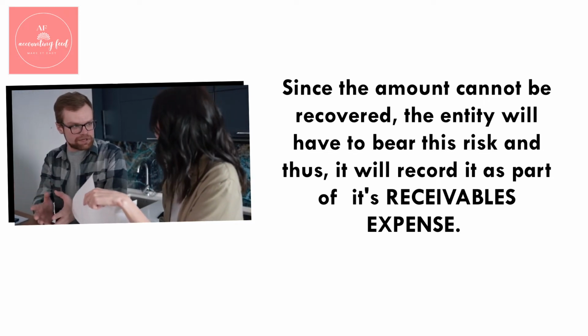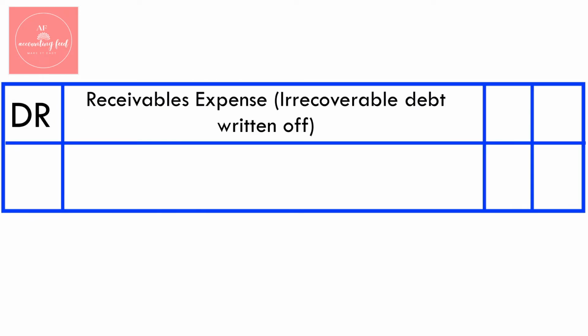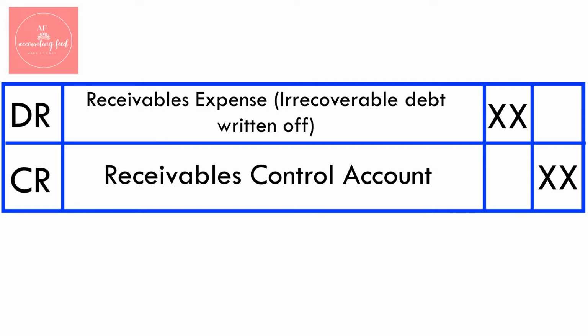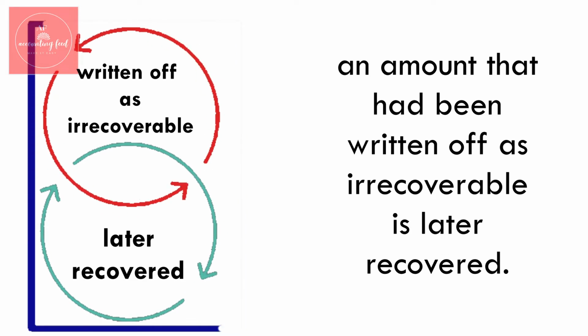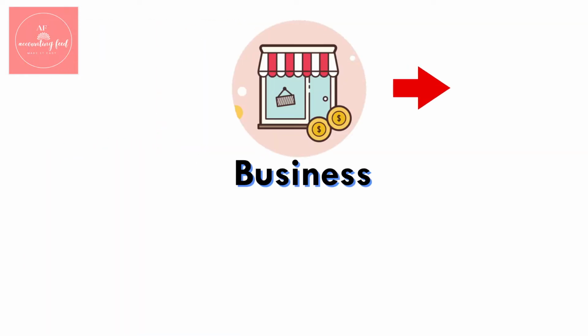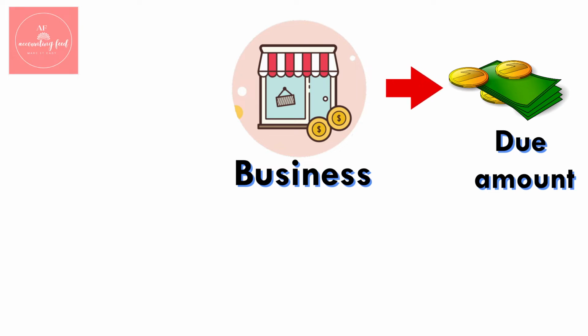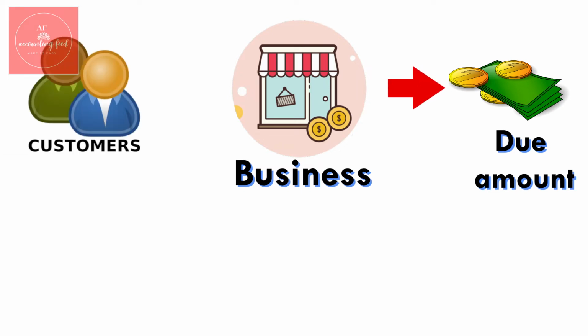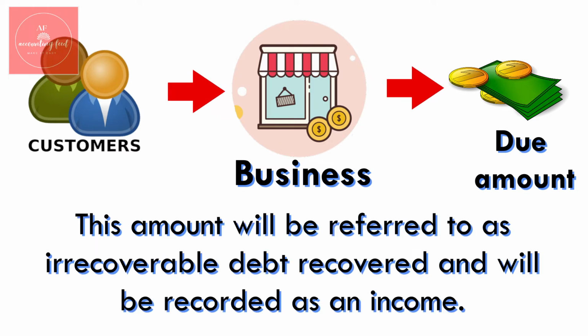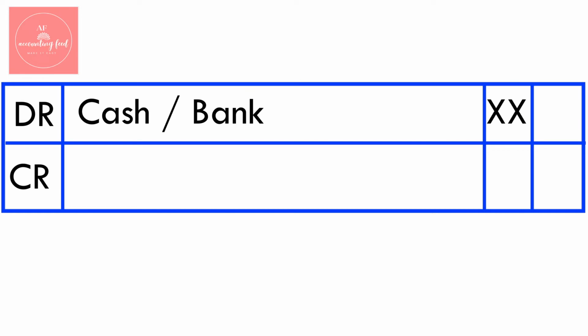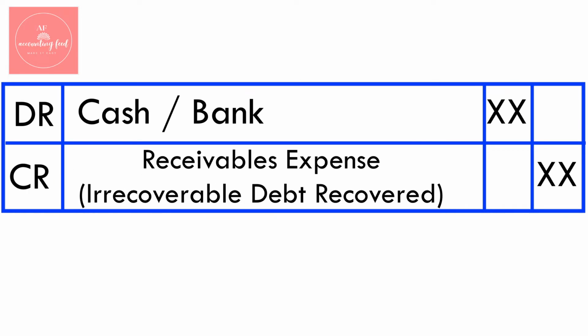This can be summarized in the following double entry: debit receivables expense or irrecoverable debt written off, and credit receivables control account. Sometimes an amount that had been previously written off as irrecoverable is later recovered. For instance, if the business had decided to write off an amount due from a customer facing financial difficulties and hence expensed it, but the customer pays it afterwards, this amount will be referred to as irrecoverable debt recovered and will be recorded as an income. The double entry will be as follows: debit cash or bank, credit receivables expense or irrecoverable debt recovered. Note that this will not be effected in the receivables control account.